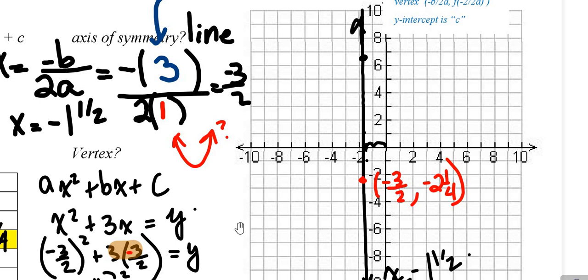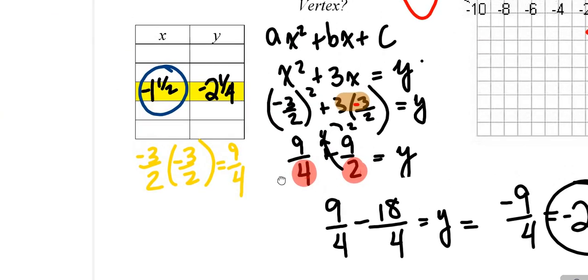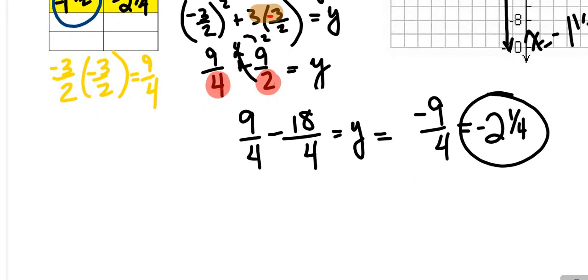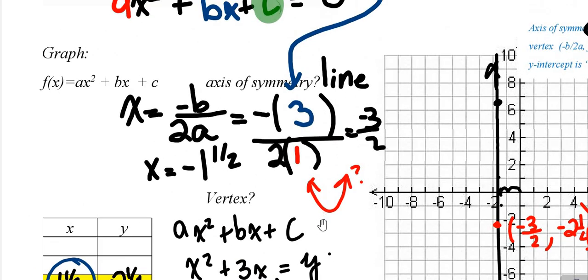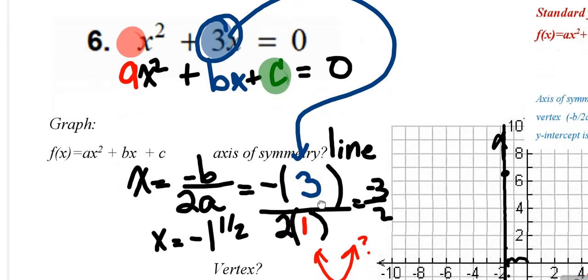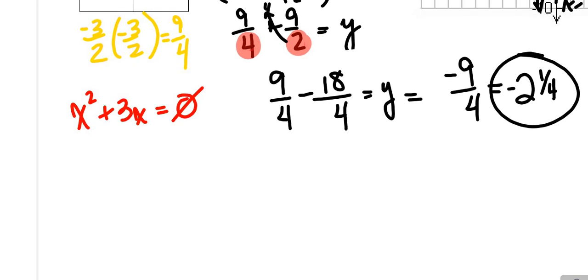And if you had Mrs. Gangle last year, you should recognize this. So we have x squared plus 3x equals 0. And so to put it in standard form, it would look like this: x squared plus 3x plus 0 equals 0.